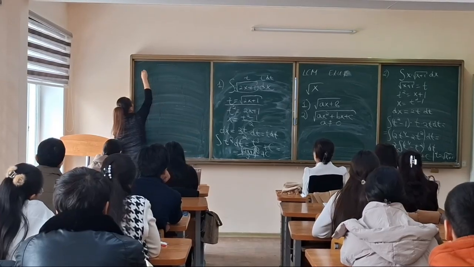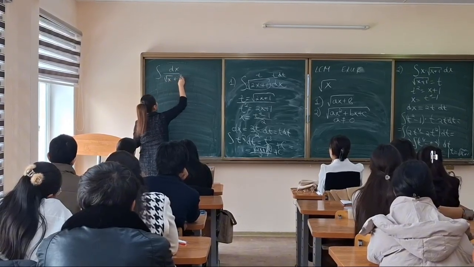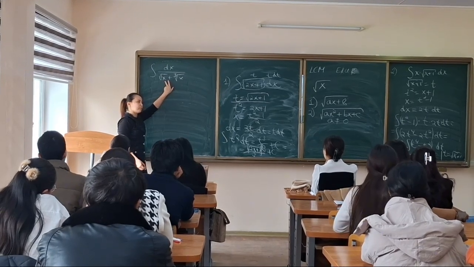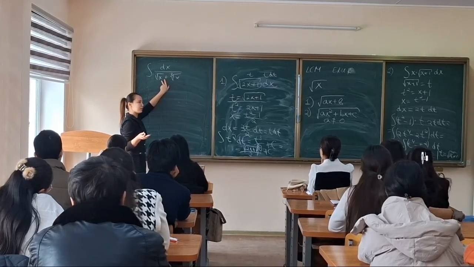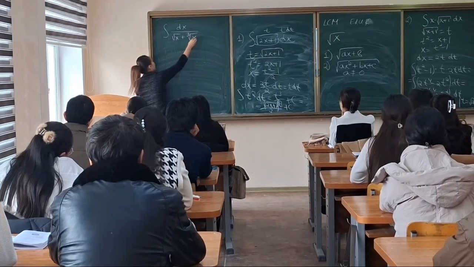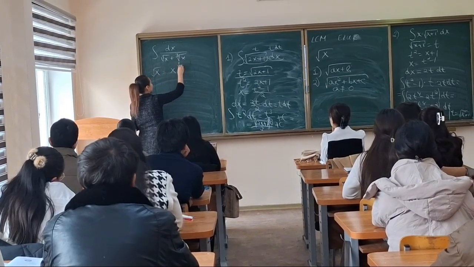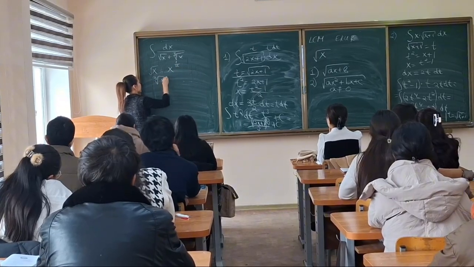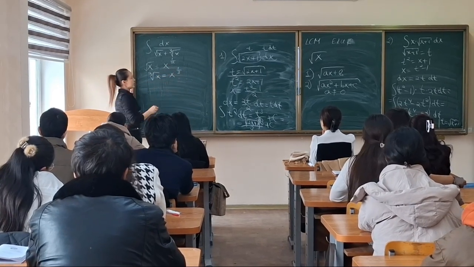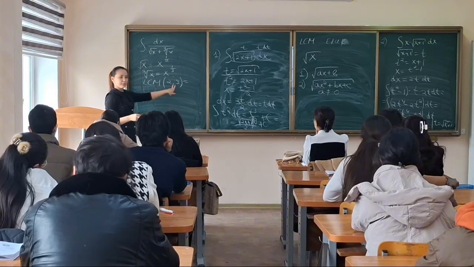Next example: integrate dx over the square root of x plus the cube root of x. What can we substitute for these variables? Firstly, we should write the square root of x is equal to x to the power 1/2, and the cube root of x is equal to x to the power 1/3. And we should find the LCM, the least common multiple of 2 and 3. What number is it?